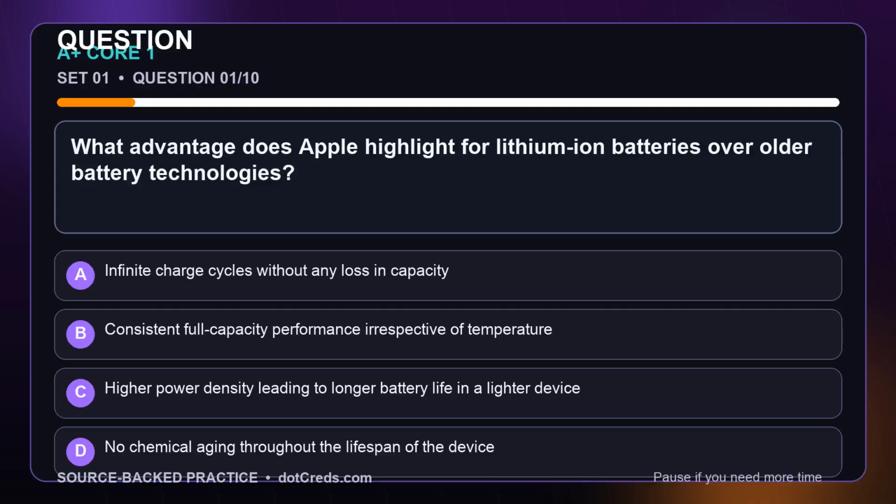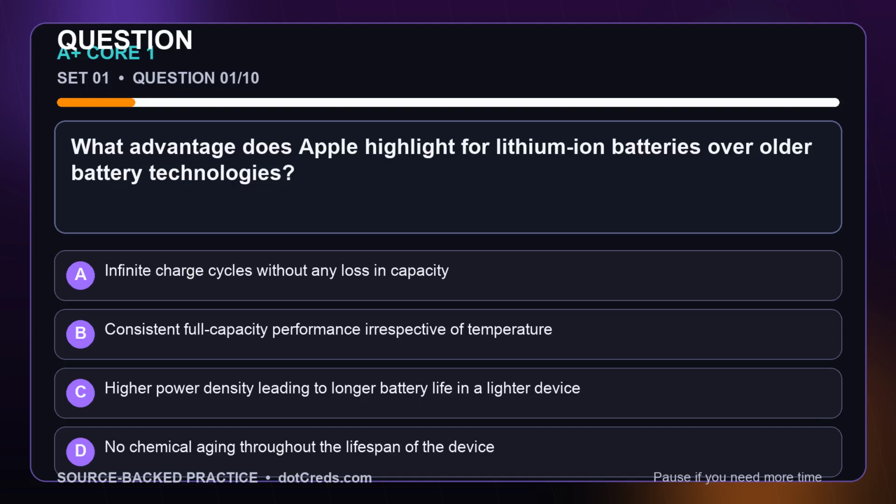Question 1. What advantage does Apple highlight for lithium-ion batteries over older battery technologies? A. Infinite charge cycles without any loss in capacity. B. Consistent full capacity performance irrespective of temperature. C. Higher power density leading to longer battery life in a lighter device. D. No chemical aging throughout the lifespan of the device.